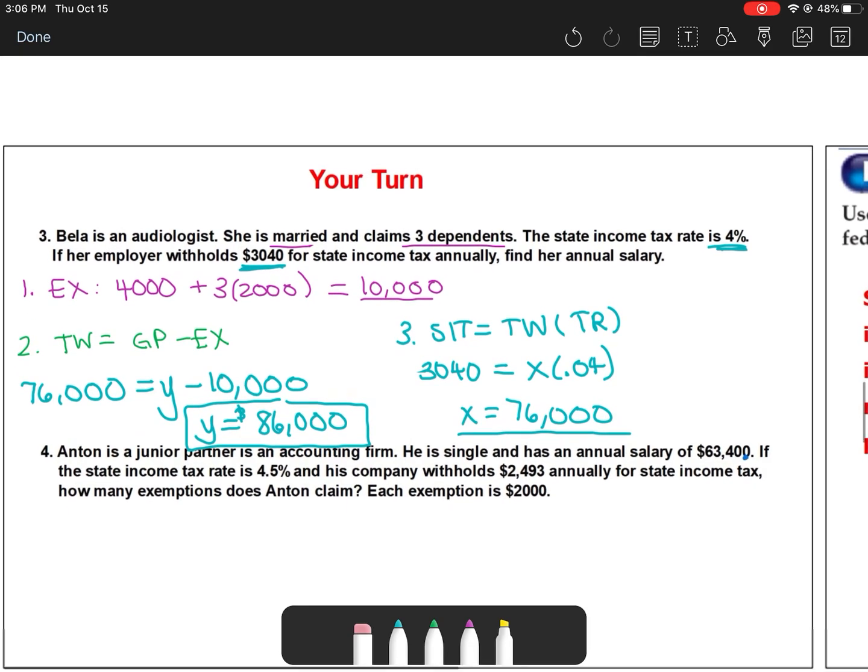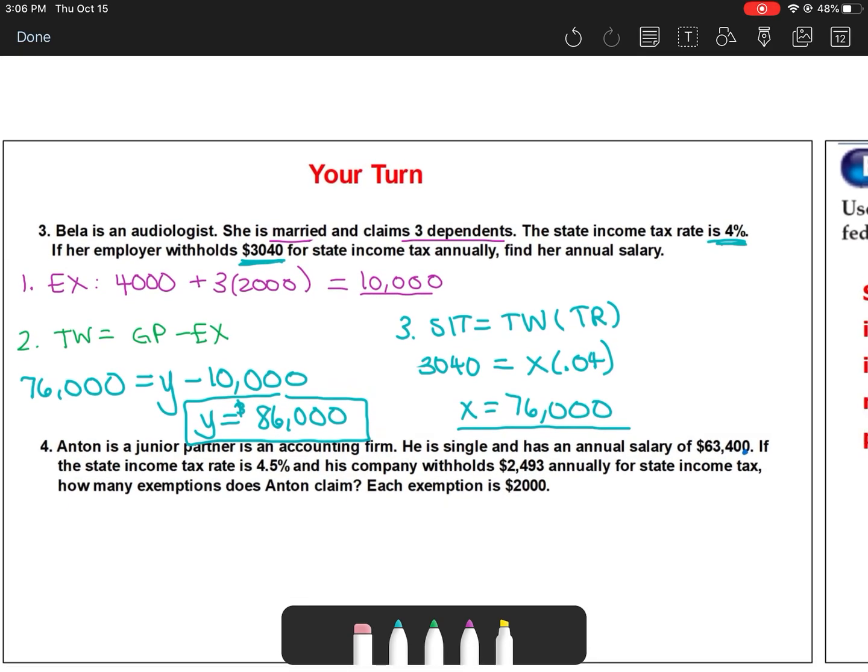So Anton is a junior partner in an accounting firm. He is single and has an annual salary of $63,400. If the state income tax rate is 4.5% and his company withholds $2,493 annually for state income tax, how many exemptions does Anton claim? Each exemption is $2,000.